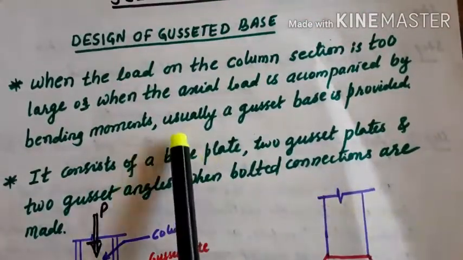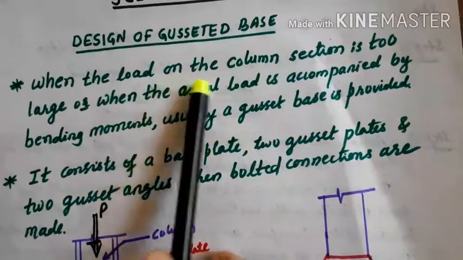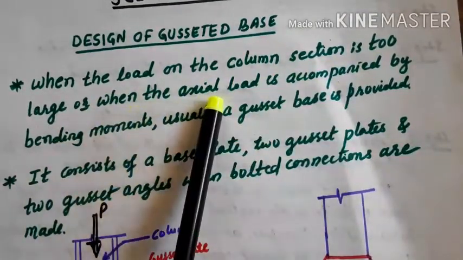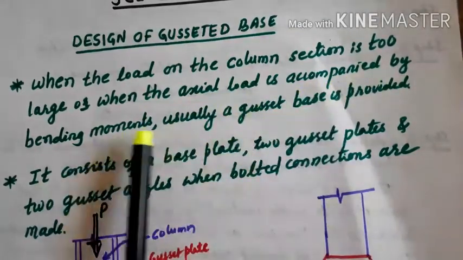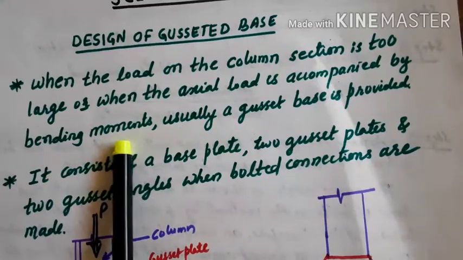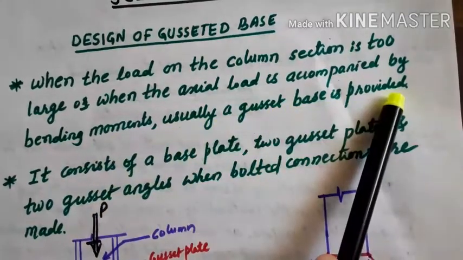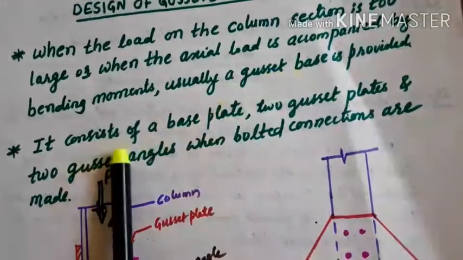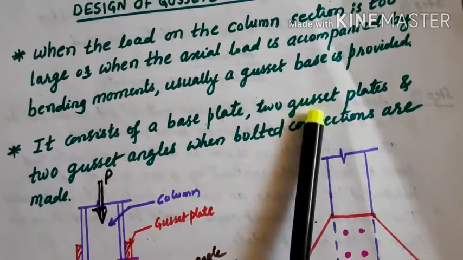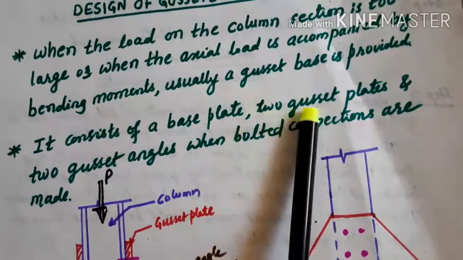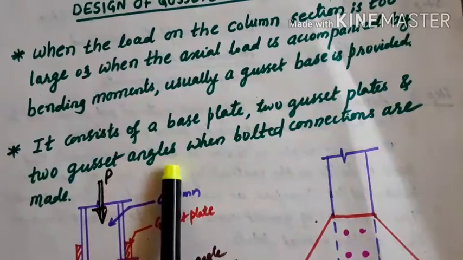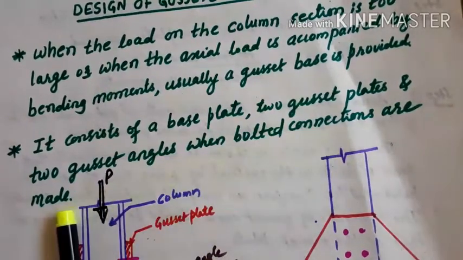So here, given: when the load on the column section is too large, or when the axial load is accompanied by a bending moment, usually a gusset plate is provided. It consists of a base plate, two gusset plates, and sometimes some additional plates along with the gusset plates, and two gusset angles when bolted connections are made.